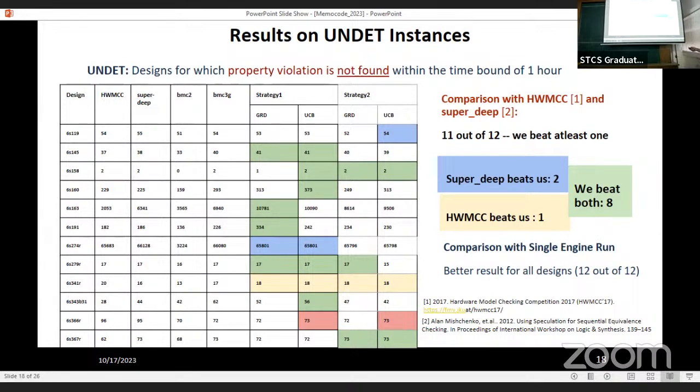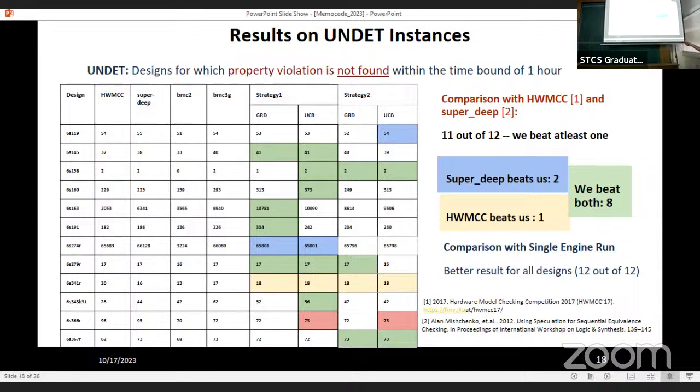So what was the happy part of the story is on the undetermined instances. Remember, these are instances on which nobody could find a counterexample. In the hardware model checking competition, all these benchmarks are taken from there. You get all the benchmarks available, and you get some tools and the last year's maximum depth that was reached.